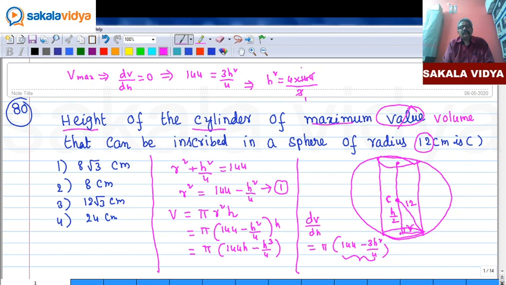3 4s are 12, 3 48s are 144. How much will we get now? h equals square root of 4 into 48, which is 2 square root of 48. 16 into 3, so 4 root 3. h will be 8 root 3. So that's the answer. First option is the right option. In this case we were not asked for any maximum value, only the height. Height has been evaluated here.